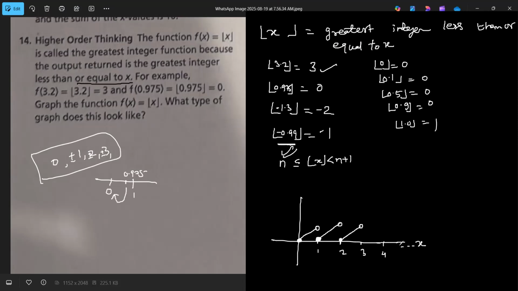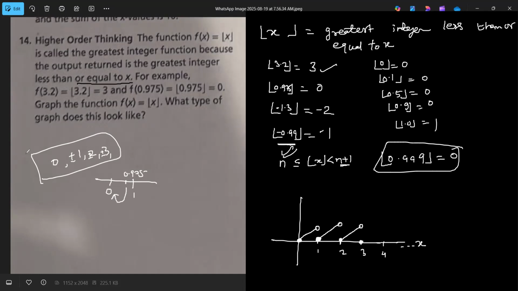Wait, wait, wait. How did you graph? How are you supposed to know what height to put it at? Like you know the open circle, right? How do you know where to put the open circle? At the end point. Why? Because if you take 0.999, you will always take 0. Right?